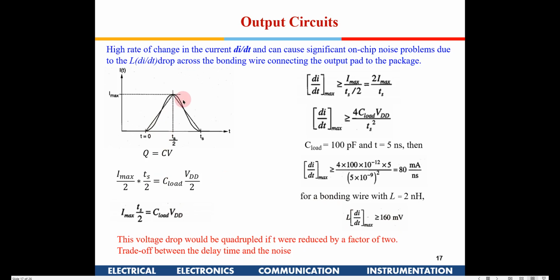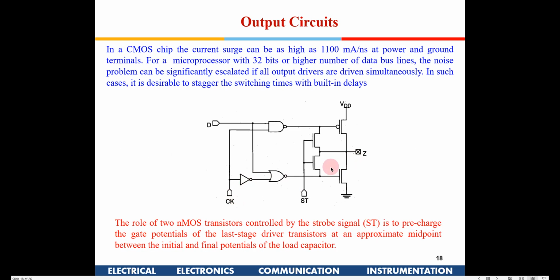So if your transistors are large in size and you are able to push more current for switching, high currents will result in a greater drop in the bonding wires. So the output noise margins will get adversely affected. That is the trade-off which you have to think of. So this is the output circuit issue, and you have to overcome those kinds of things.